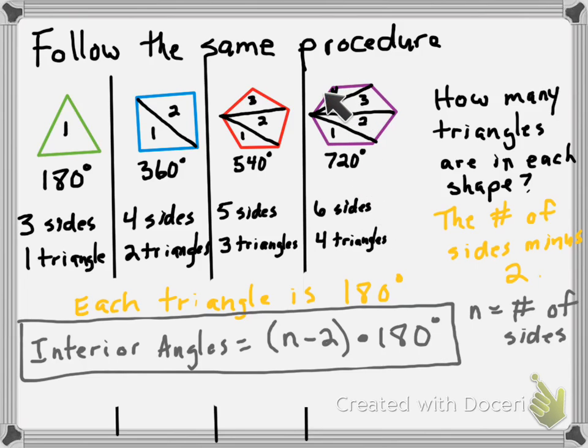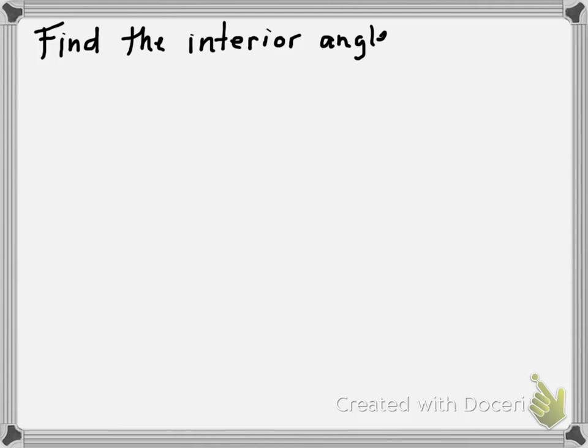See, if I do that here, this has 6 sides. 6 minus 2 is 4. And 4 times 180 is 720. Works every time. And it works whether it's a regular or irregular polygon. Alright, so now we're going to try to find the interior angles, or more specifically, the sum of interior angles.